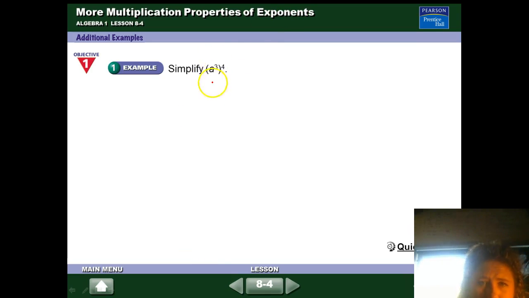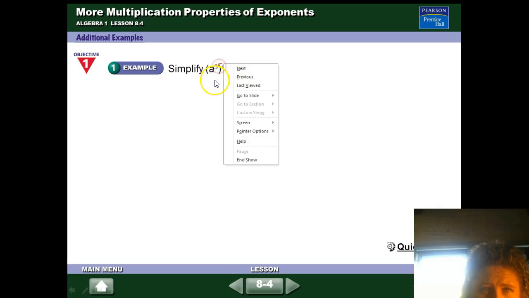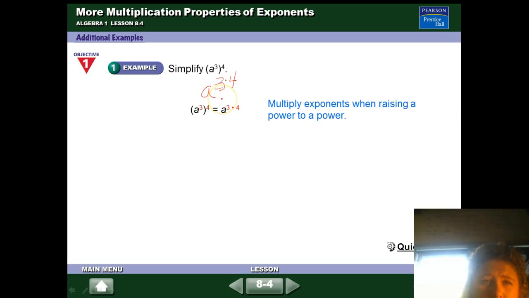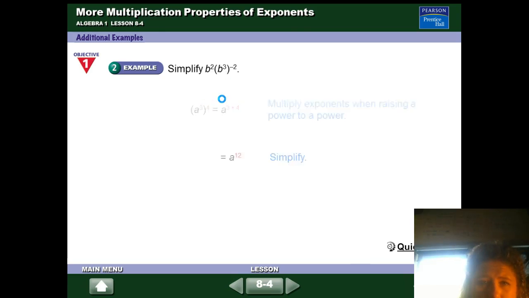Let's do another example. a to the 3rd raised to the 4th. So everything inside this parenthesis gets a power of 4. So it's a to the 3 times 4. 3 times 4 is 12. So my answer is a to the 12th.